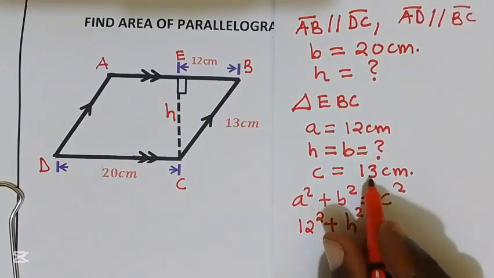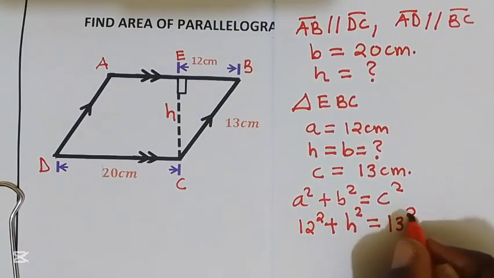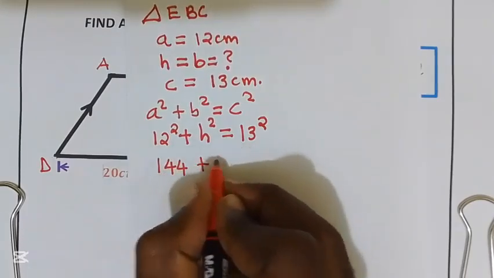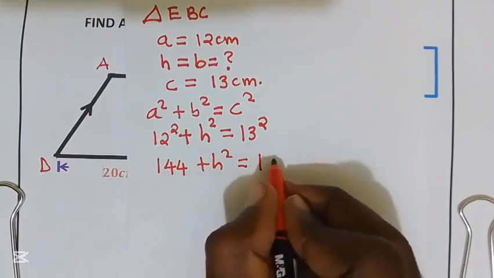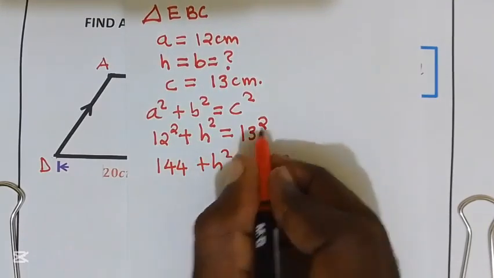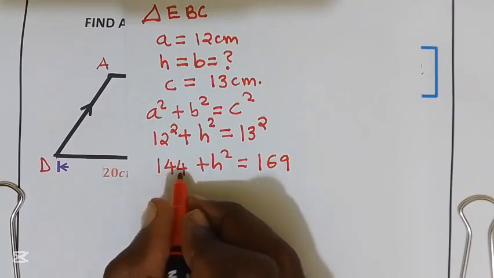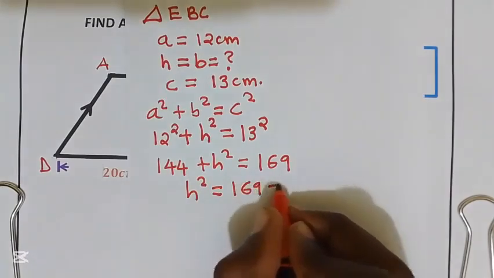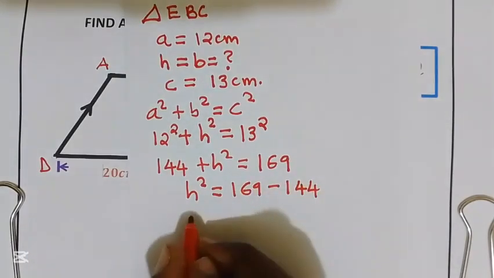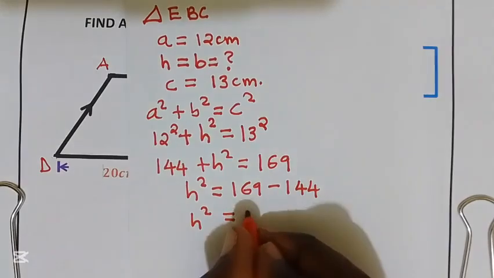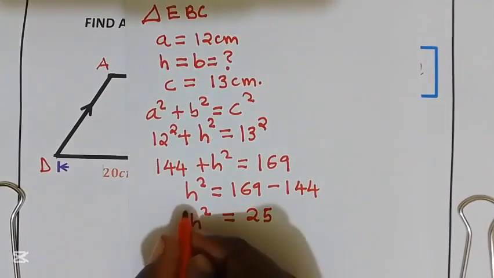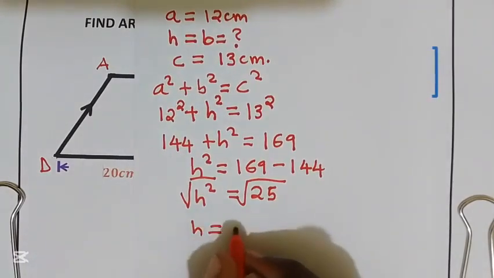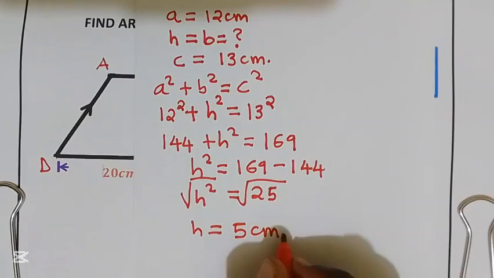They gave us 13 square. This is going to be 144 plus H square, which is equal to 169. That is 13 square. Bring 144 to the right hand side. H square is equal to 169, take away 144. We got H square equal to 25. Take square root both sides. We got H is equal to 5 centimeter.